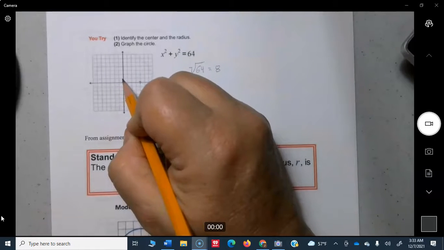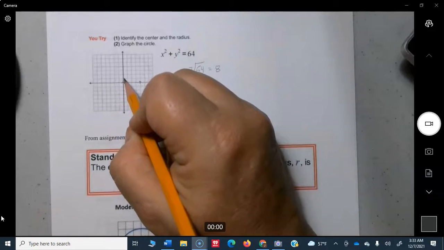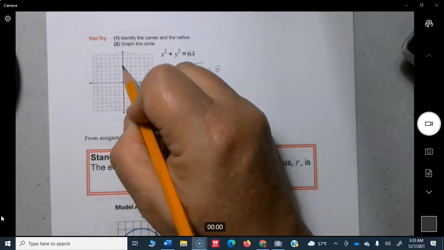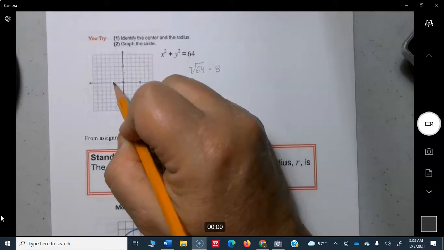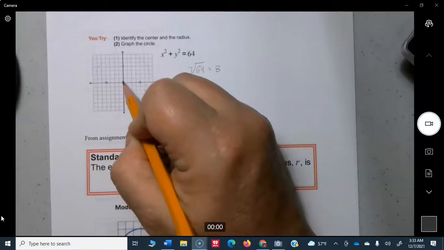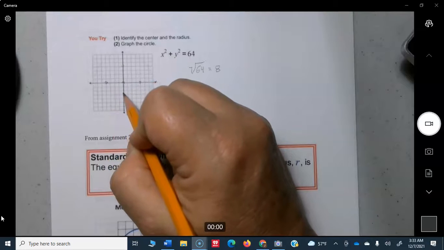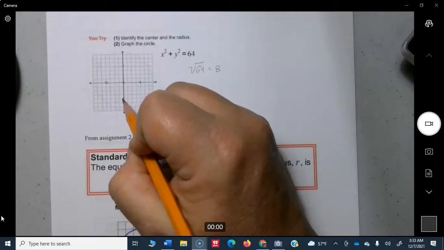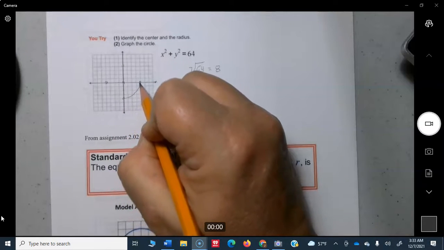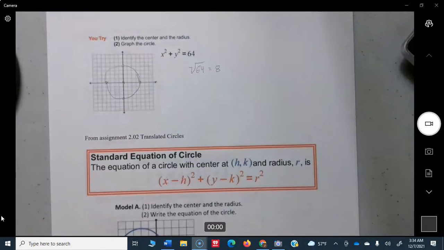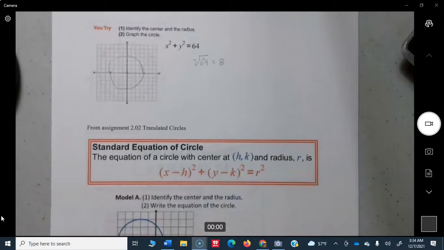Let's go up. 2, 4, 6, 8. Back, 2, 4, 6, 8. And down, 2, 4, 6, 8. And so now we can do the best we can to draw our circle. That's supposed to be a circle, but it goes through 4 of the points on the circle, so that is the answer to that question.